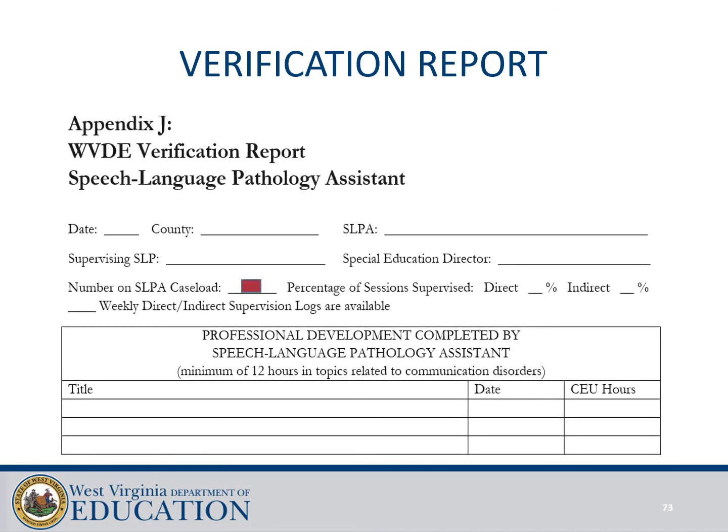Make sure that you complete everything on the verification report. Of course, the top is your basic information, your county, your SLPA's name, your name, and the special ed director's name. Then you start by indicating the number of students on the SLPA's caseload. It may have changed from the fall and your supervision plan to now.